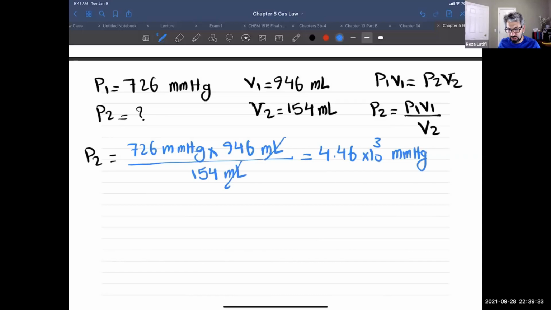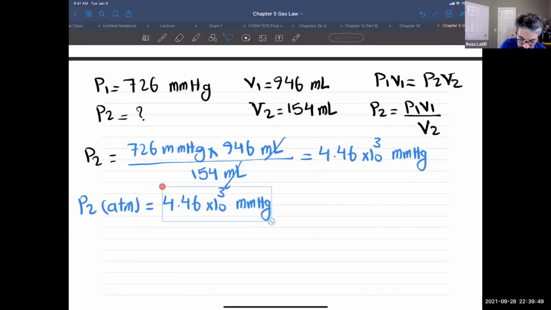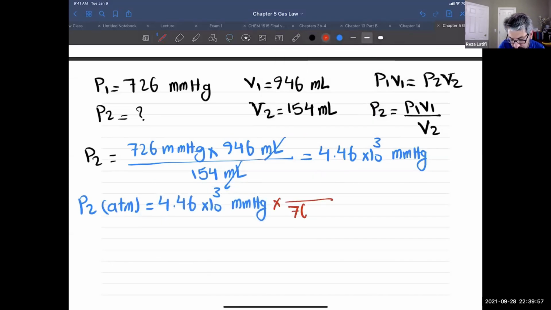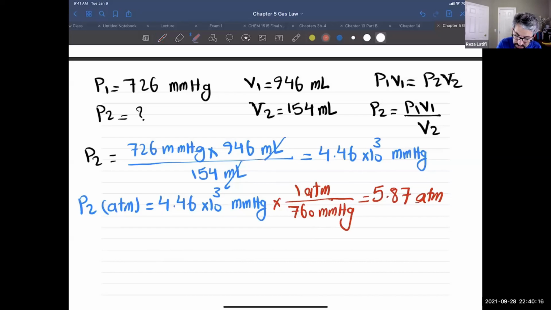Okay. If you want to know the final pressure in atmosphere, if they did not ask for it, but if you want to transfer it, you take the final answer and divide it by 760. This one will give you 5.87 atmosphere. They did not ask for this part. Okay, so let me end here. This piece was not part of the question. We added it. Or just simply let me underline here.